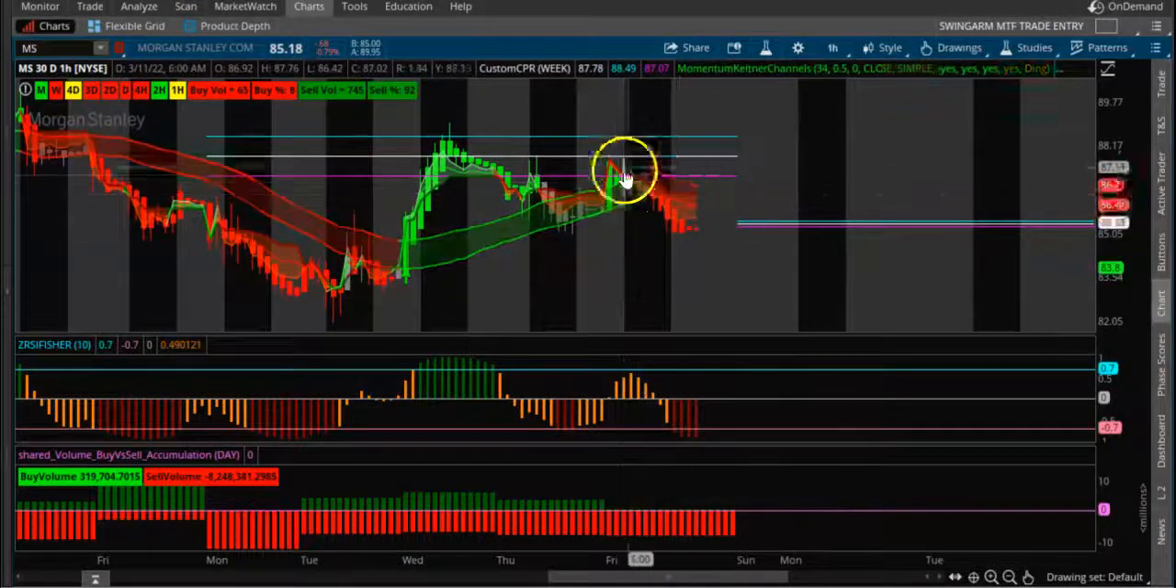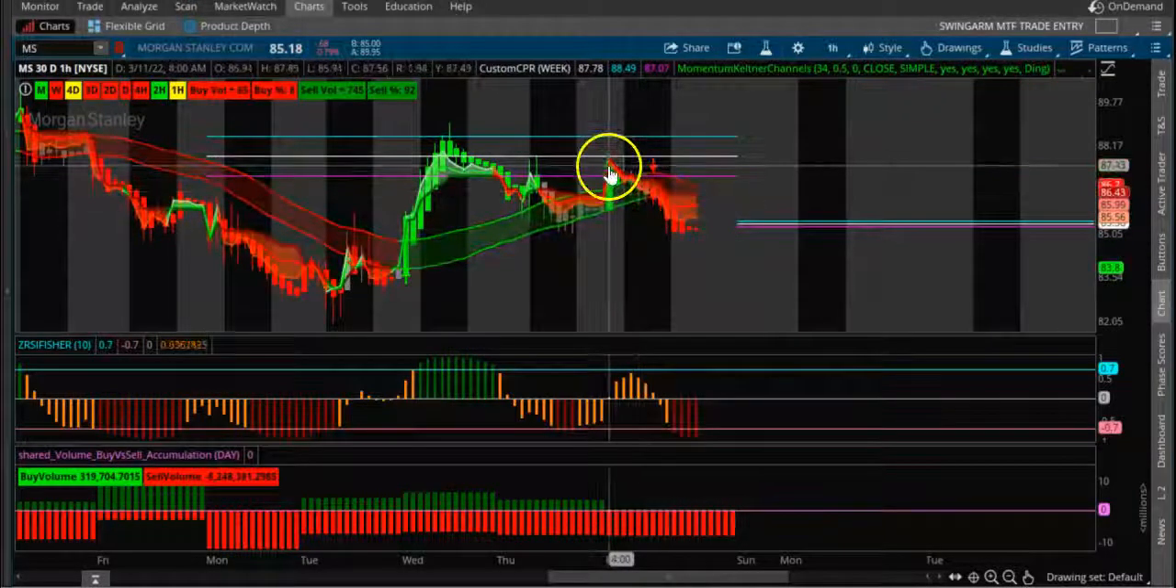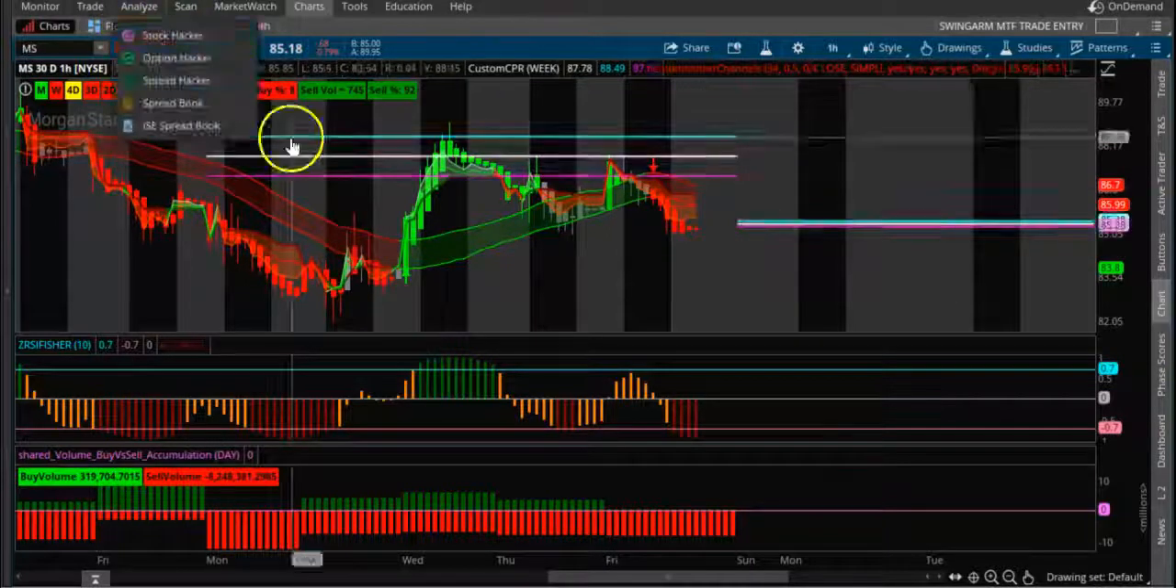You can see the developing CPR also is red. So it basically crossed from here.